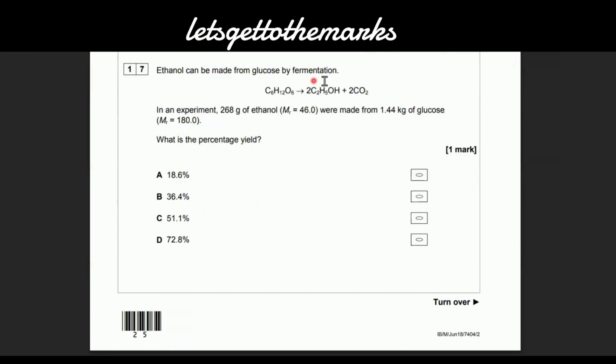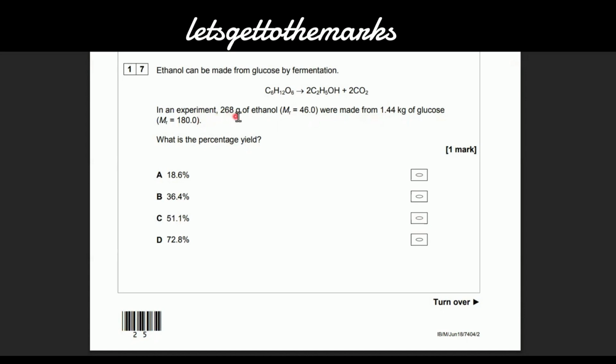Ethanol can be made from glucose by fermentation. So we've got glucose, C6H12O6, going to two molecules of ethanol and two carbon dioxides. In an experiment, 268 grams of ethanol, Mr of 46, were made from 1,440 grams or 1.44 kilograms of glucose, Mr 180. What is the percentage yield? There's two ways to do this: actual mass over maximum theoretical mass, or actual moles over maximum theoretical moles. I'm going to do the mass one.